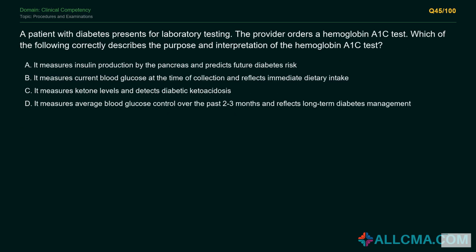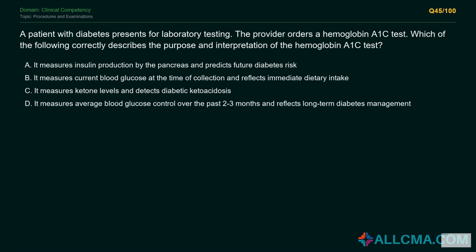Question 45. A patient with diabetes presents for laboratory testing. The provider orders a hemoglobin A1C test. Which of the following correctly describes the purpose and interpretation of the hemoglobin A1C test?